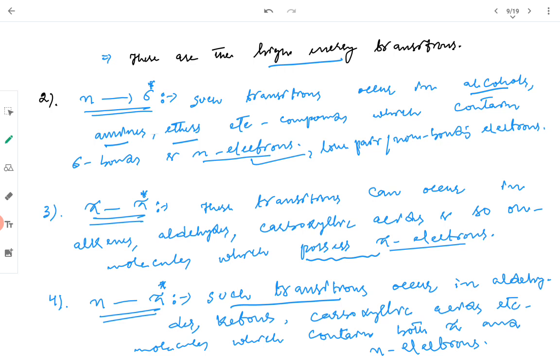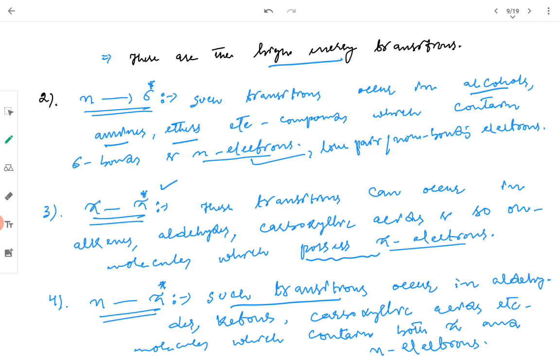And the energy required for the n to sigma star transition is lower than that of the sigma to sigma star transition. Third interesting kind of electronic excitation is the pi to pi star transition. These are very important transitions for photochemistry, and these transitions can occur in alkenes, aldehydes, carboxylic acids, and many molecules which possess pi electrons. And the energy required for pi to pi star transitions is lower than that of n to sigma star, because the energy gap between pi to pi star is lower than n to sigma star.